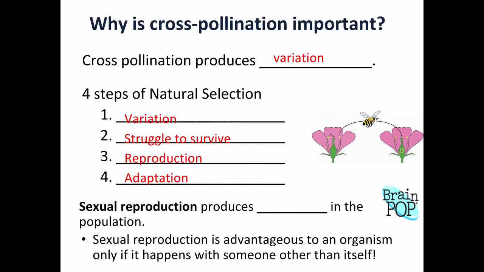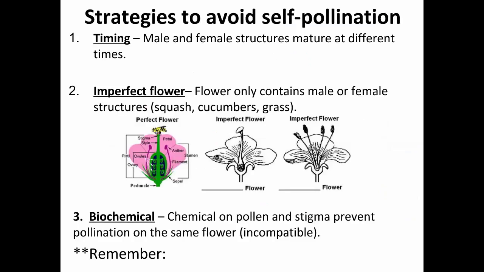So sexual reproduction is an important part of that because it produces variation. But if it's reproduction within one individual, which is what self-pollination is, it's not that helpful. It doesn't introduce new variations. So most plants have techniques or ways of encouraging cross-pollination versus self-pollination. And we'll talk about a few of those ways.